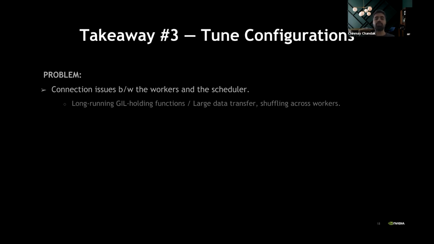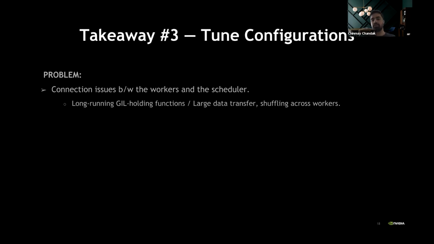The third learning that we have was to tune configurations, right? Dask is a huge library. It has a ton of configurations. And in streaming, as opposed to most of the pipelines that are using Dask today, we saw that streaming requires the pipelines to run 24/7. And there are a lot of components, a lot of connectivity issues, and sometimes there might be connection issues between the workers and the scheduler.